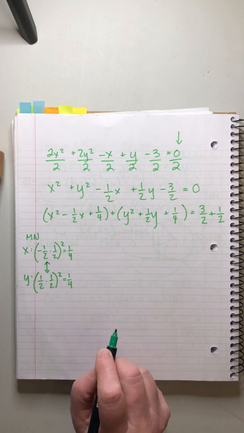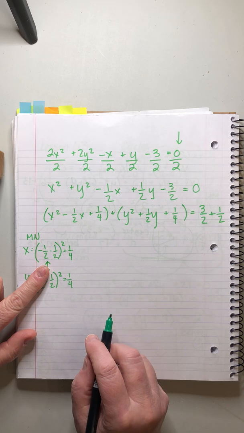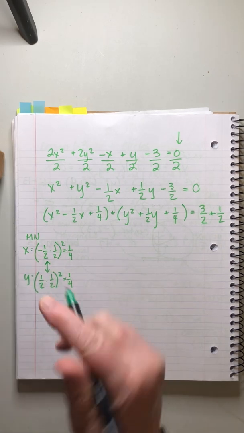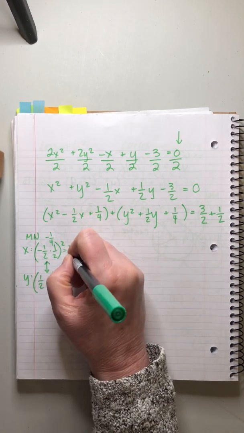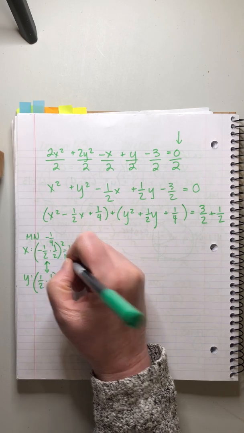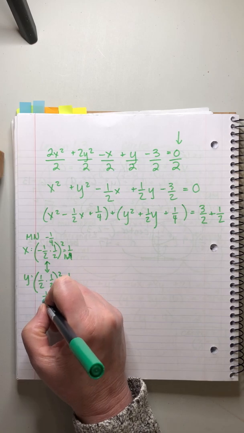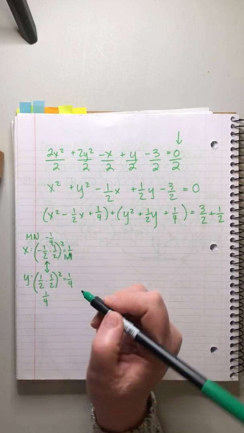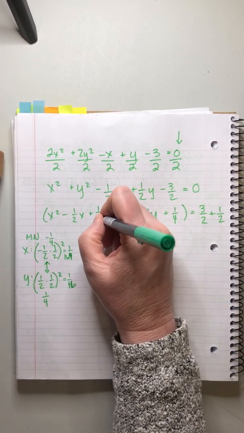Oh, wait. I see what I did wrong. I calculated my magic number wrong. This much is minus 1/4, and then I have to square it. So this is 1/16. I calculated my magic numbers wrong. Do you see what I did? I just simplified what was inside the parentheses. I didn't square it.